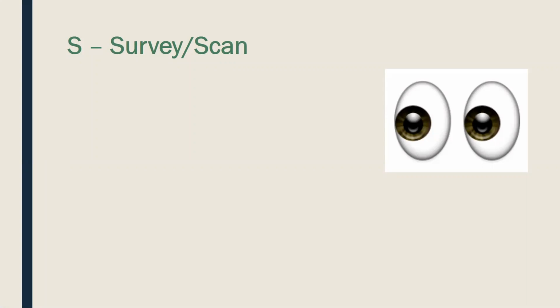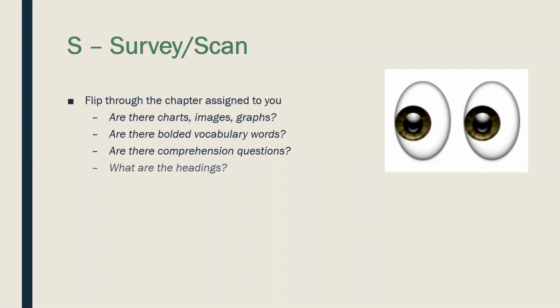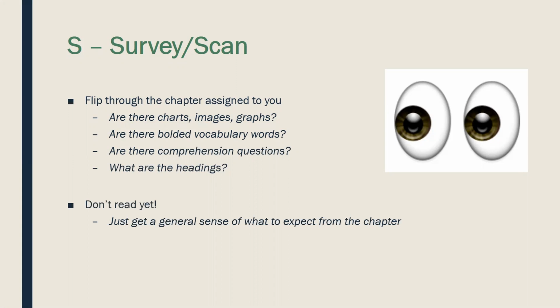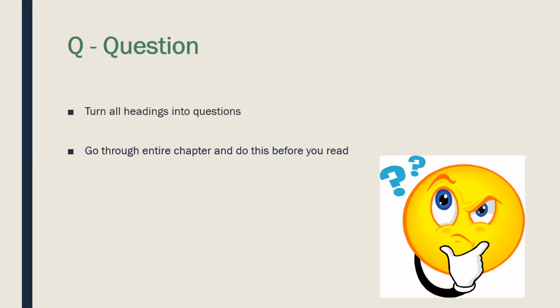survey or scan the chapter. Flip through the pages and see, are there charts, images, or graphs? Are there bolded vocab words? Are there any comprehension questions? What are the headings? Just try and get a general sense of what to expect from the chapter, just don't actually read it yet. From there, you want to turn all the headings into questions and go through the entire chapter doing this before you read.